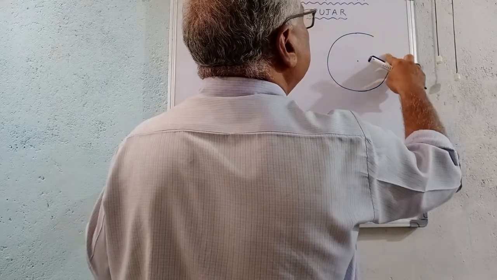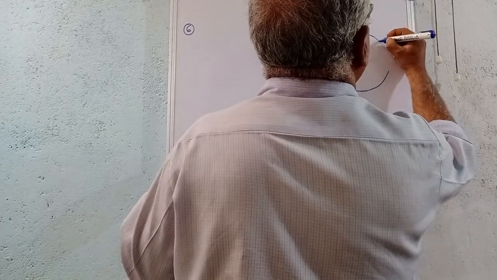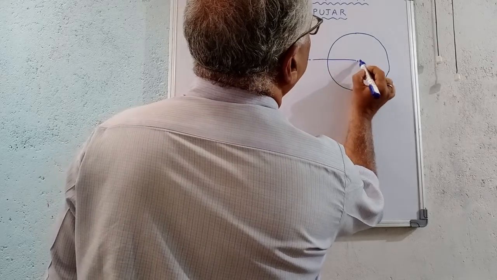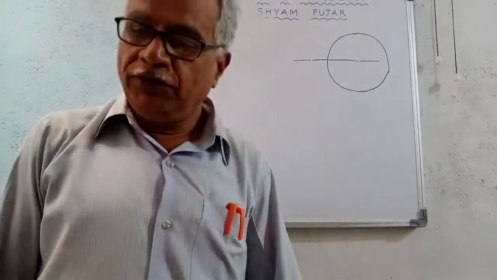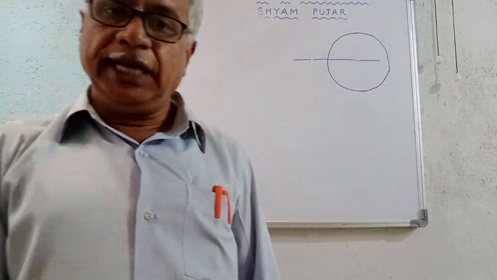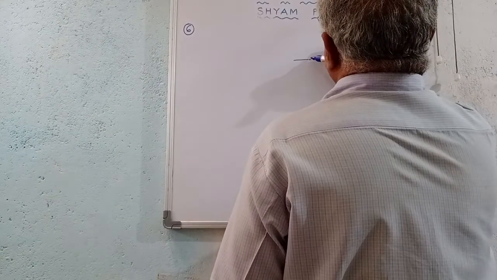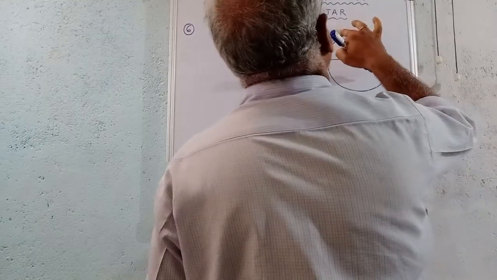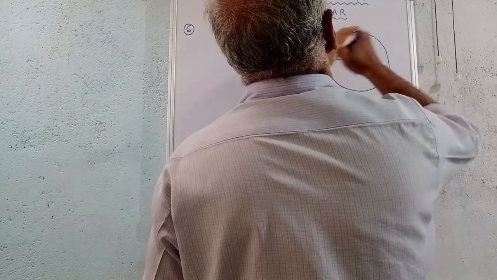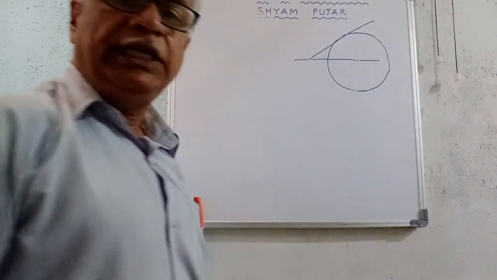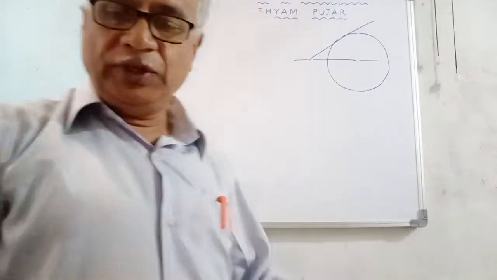This is the center of the circle. And there is a point 5 cm away from the center of the circle. And the tangent length is 4 cm. The length of the tangent is 4 cm, whereas the distance is 5.